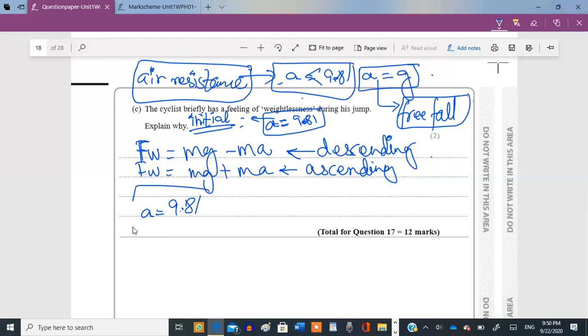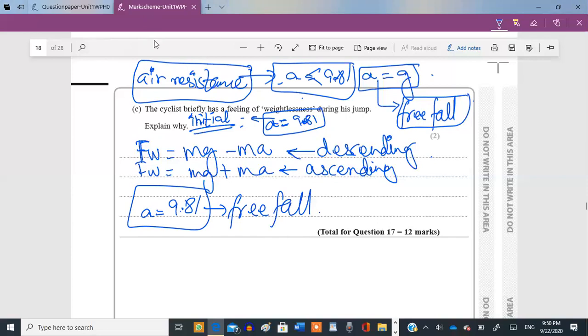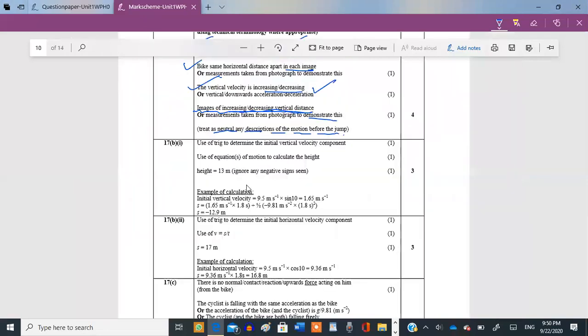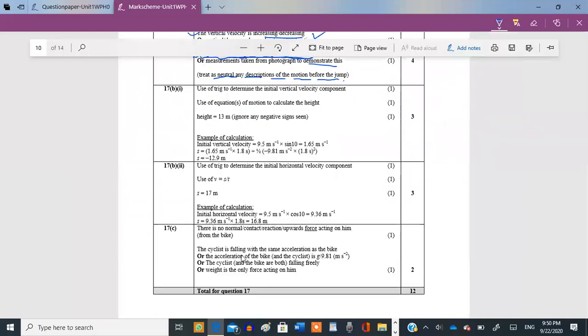And why does he feel weightless? Because acceleration has become 9.81 and he has entered free fall motion. And anything that is falling freely will undergo weightlessness. There is no normal contact reaction force acting on him from the bike. The cyclist is falling with the same acceleration as the bike, or the acceleration of the bike is 9.81. Falling freely. Okay, they actually gave both the points in one mark. So there is no normal contact force acting upwards on him. What topic does weightlessness come under? Remember forces, Newton's forces, equilibrium.